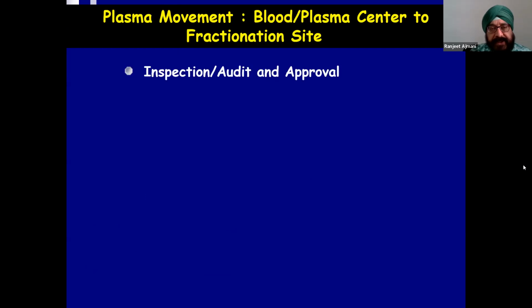Then how does this plasma, which is there in the blood center or in the plasma center, migrate to the fractionation site? So typically a fractionating company will do the inspection, audit and approval of a center. And it's a very, very lengthy process. At least the first time, it runs into at least 5 days or maybe 7 days. So it's a very long procedure in which a lot of data, a lot of training records, etc., are inspected, audited, and it undergoes an approval process. Once it is approved, there is a supply agreement, which means the blood center or plasma center will supply X quantity of plasma to this particular company.